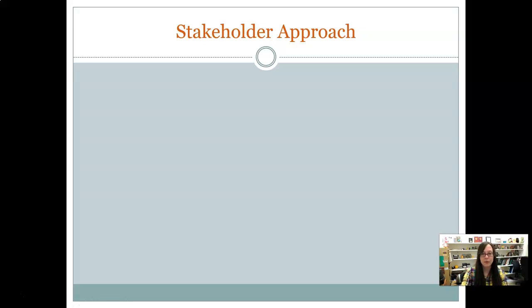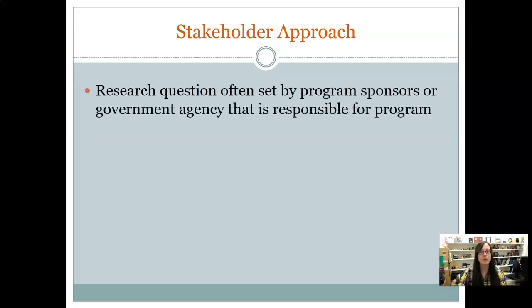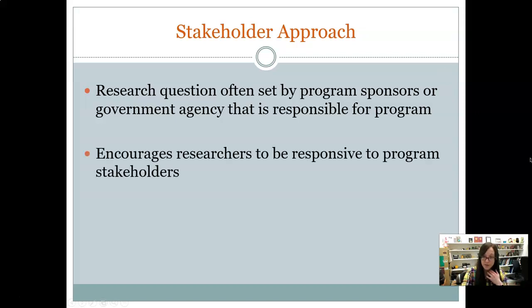So then we can look at whether we want a stakeholder approach or a more science researcher kind of approach. The stakeholder approach is where the research question is typically set by whoever's sponsoring the program, whoever is dishing out the dough. Typically it'll be a government agency, especially within CJ. It's often government agencies that are behind a lot of the programs that are in place, and so they're responsible for the program. So they're going to say, here's what we want you to research and here's what we want you to evaluate. It encourages researchers to be really responsive to program stakeholders.